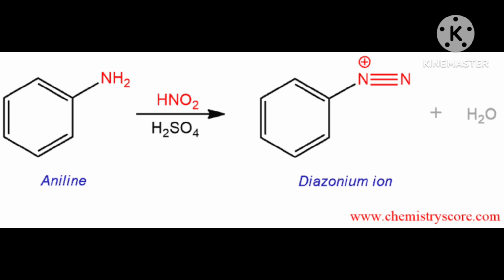And here in ArN2Cl, that is Cl minus. Then K plus Cl minus will form KCl. Correct? And N2 will be released. Then Ar will become positive, because the electron will be taken by N2 plus. Then N2 will be neutral, nitrogen gas. And I, that is a negative charge, the iodide ion, will join with Ar positive. Correct? Hence you will get ArI, aryl iodide, plus KCl plus N2.